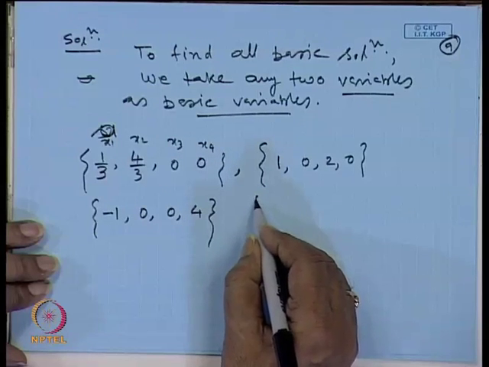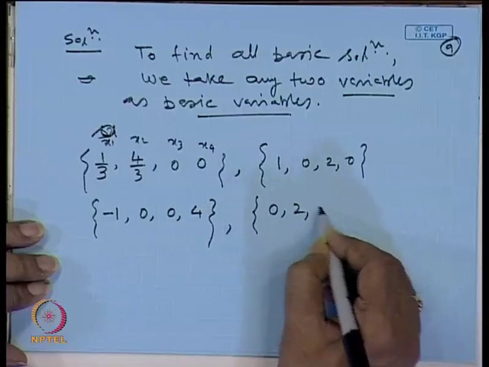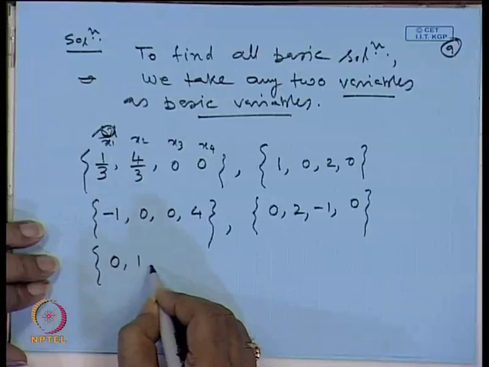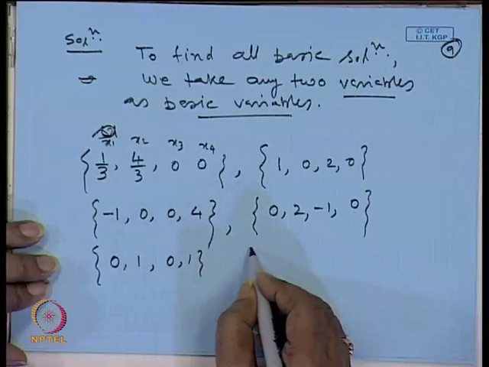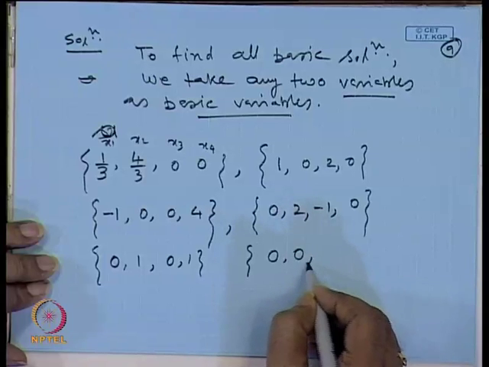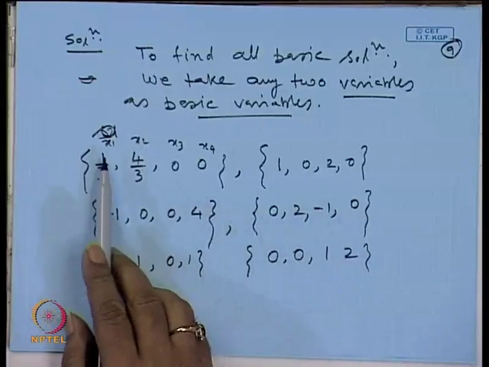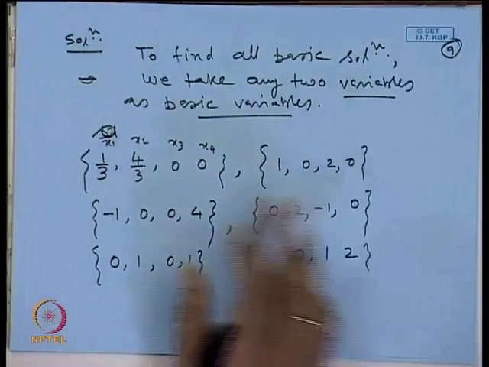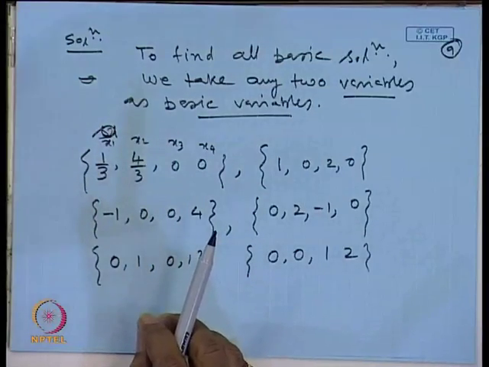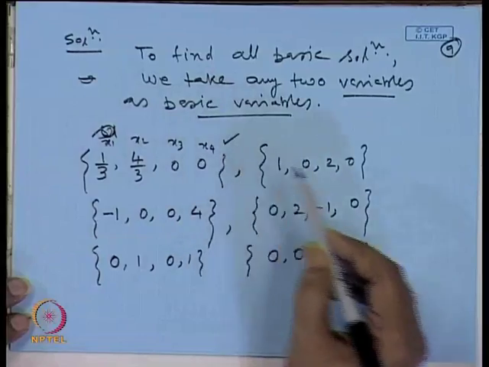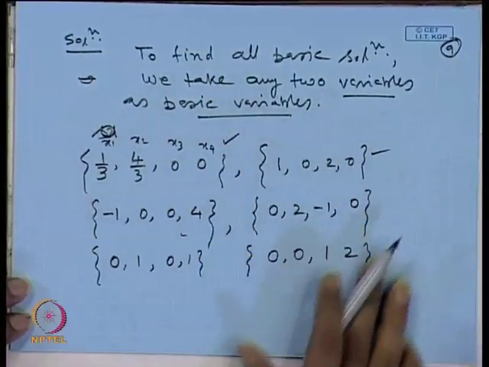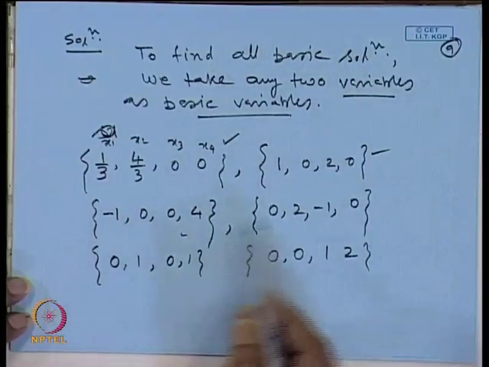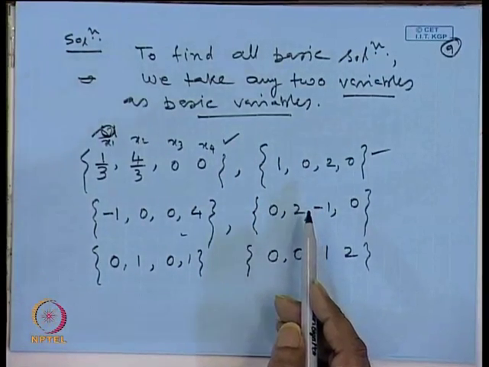Another solution I am getting is 0, 2, minus 1, 0. And another solution is 0, 1, 0, 1. And another solution is 0, 0, 1, 2. So you see, we have 4 variables; 2 variables at a time we assign 0, and the remaining 2 variables we can find by solving the 2 equations. Out of the 6 basic solutions, you see that there are 4 feasible solutions.